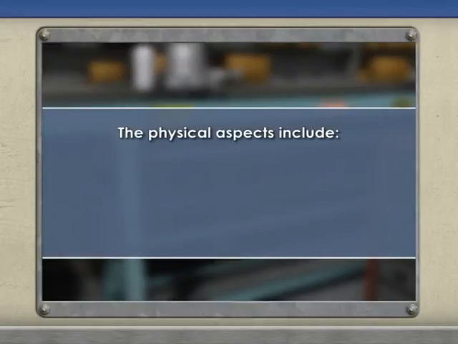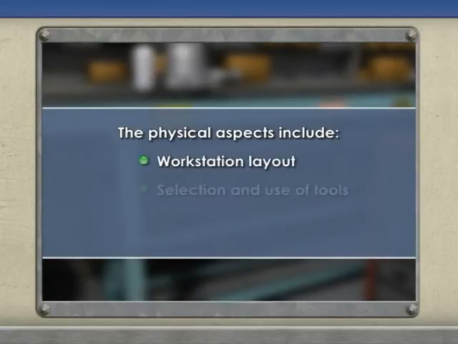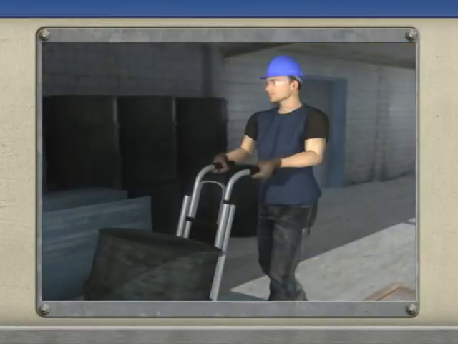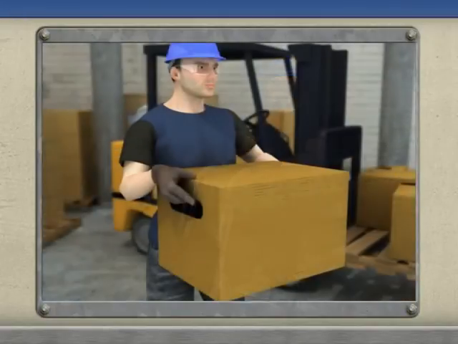The preferred approach to prevent MSDs is to address the physical aspects of a job's risk factors. This approach includes considering the workstation layout, the selection and use of tools, and work methods. Examples of engineering control strategies for reducing risk of MSDs are changing the way materials, parts, and products are transported. For example, using mechanical devices to relieve heavy load lifting and carrying tasks, or using handles or slotted handholds in packages that require manual handling.